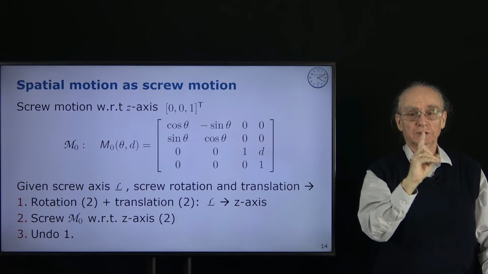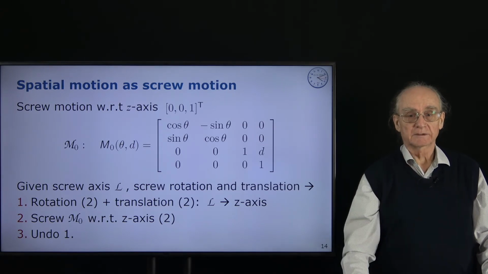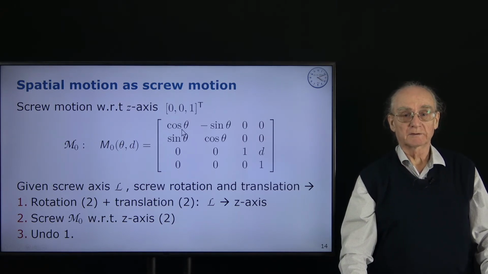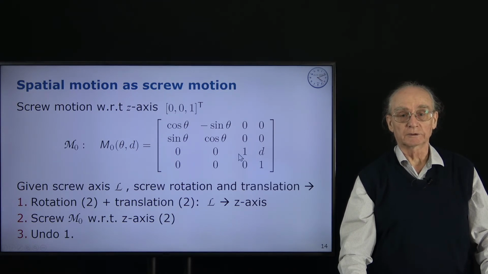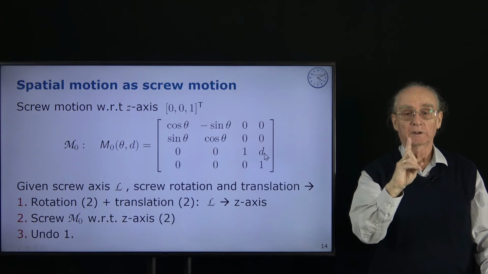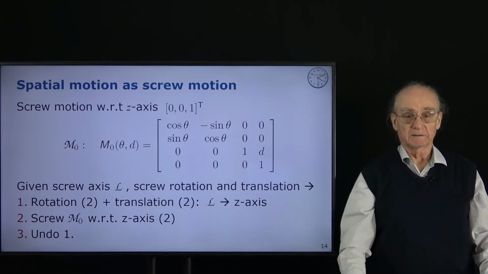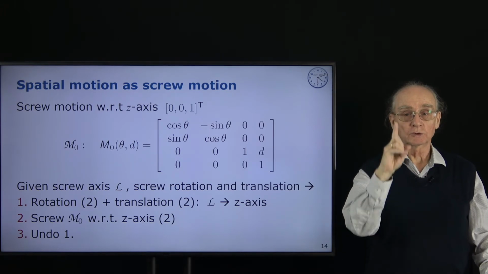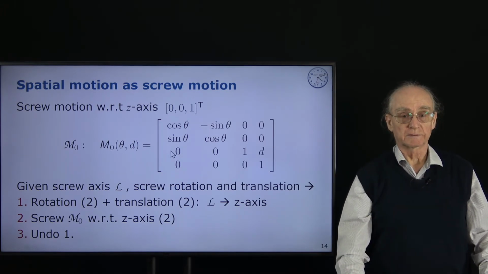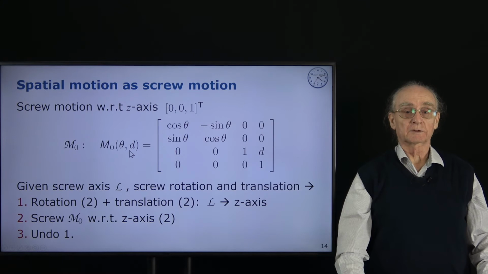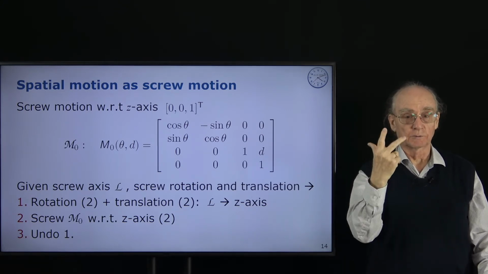We have a rotation around the z-axis. This is this part, cosine theta, sine theta, like we know it from the rotation. And we have a translation along the z-axis by d. So this screw motion depends on two parameters. So if we have a screw motion along the z-axis, we have two parameters.